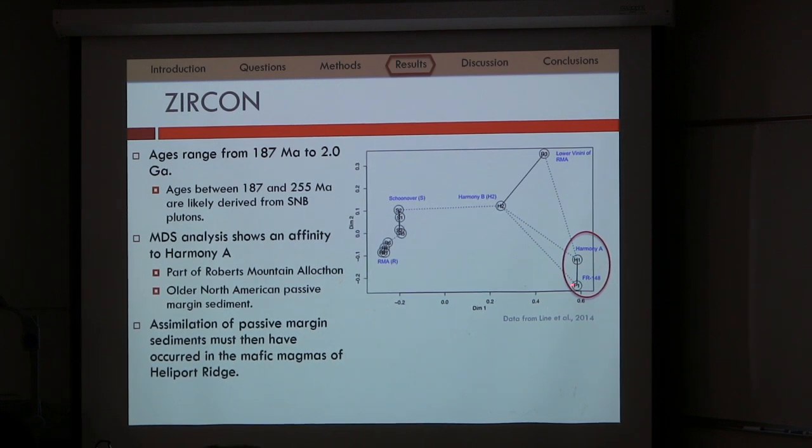So right down here, FR148, that's my sample, correlated very well with this solid line to Harmony A. If you haven't seen one of these, the dashed lines mean a weak correlation, the solid lines mean a stronger correlation. So I had a fairly strong correlation with Harmony A, which is part of the Roberts Mountain allochthon, if you're familiar with that. This is older North American passive margin sediment, which we expect to be in the mid to upper crustal levels above the basement rock in the eastern Sierra Nevada. So this implies that I may have assimilation of passive margin sediments in my gabbros, at least at Heliport Ridge.